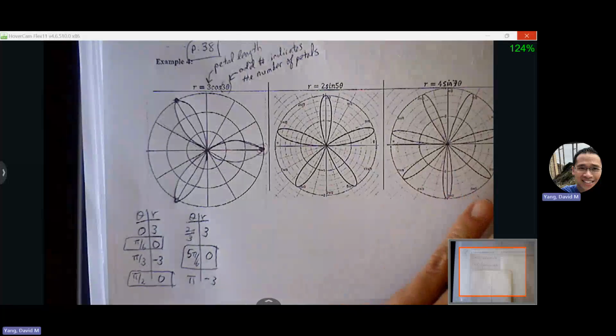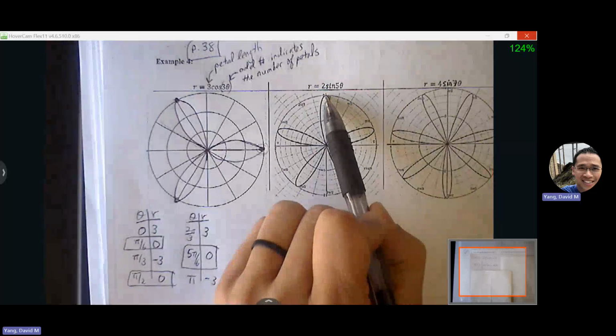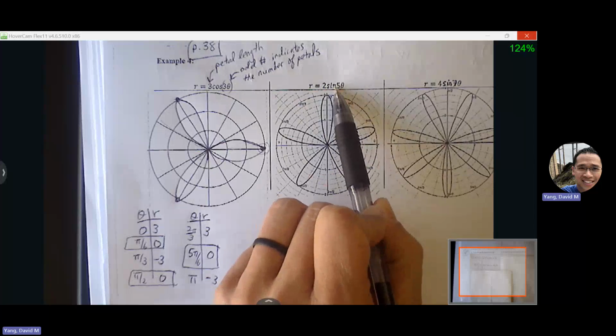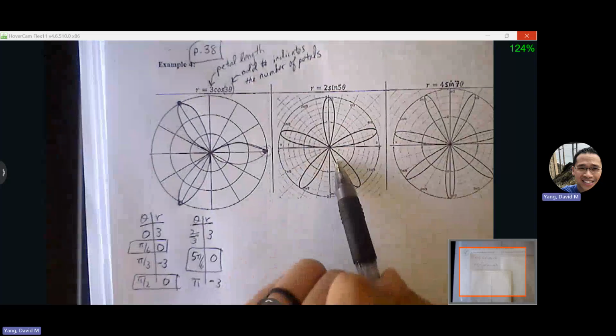Again, we don't have to worry about having to sketch all these graphs, but I think it's important to know how these graphs are formed, just to be more familiar with them. Without looking at the graph, what would you expect here? This would have how many petals? 5. Each petal with a length of 2. This is what the graph looks like.